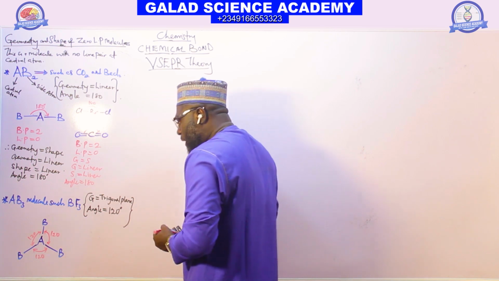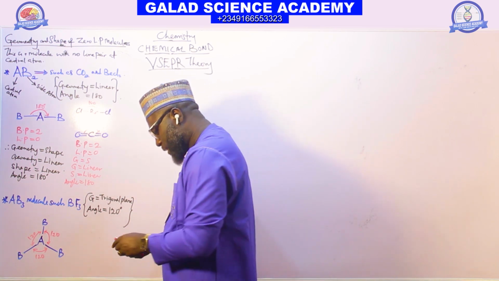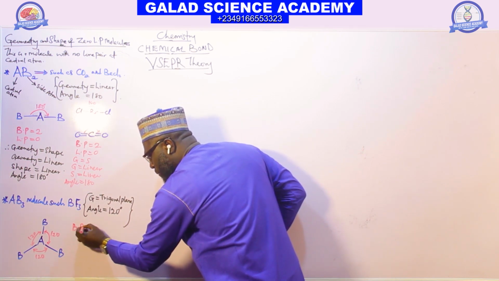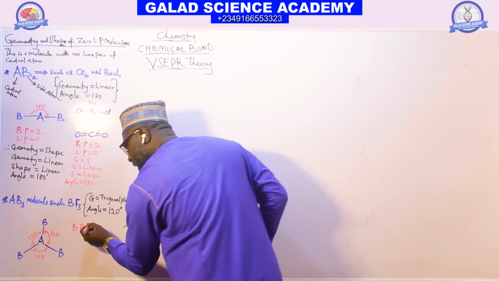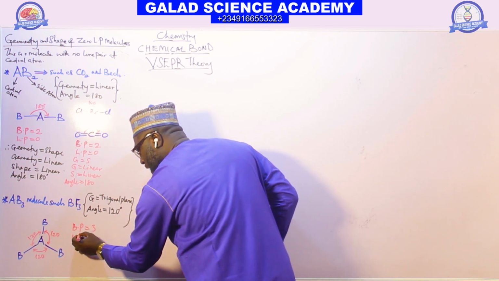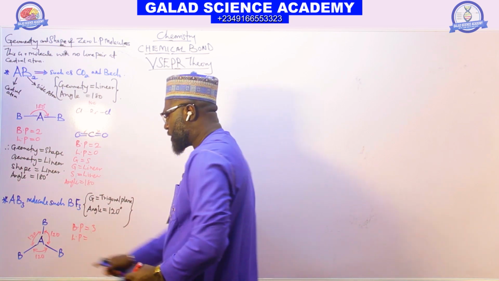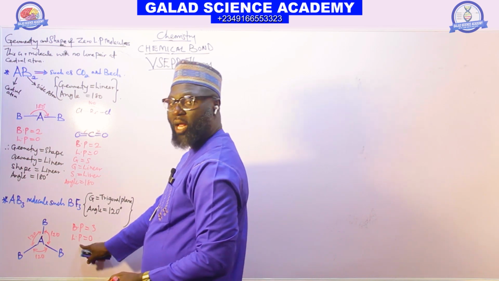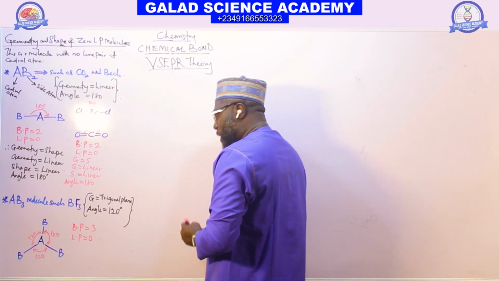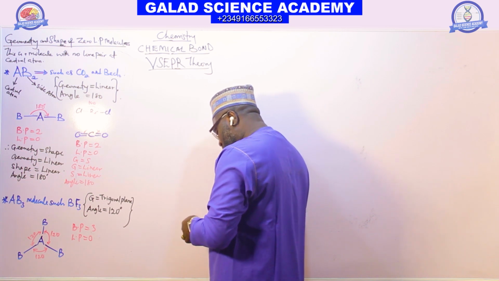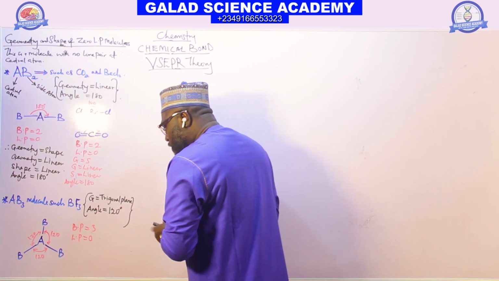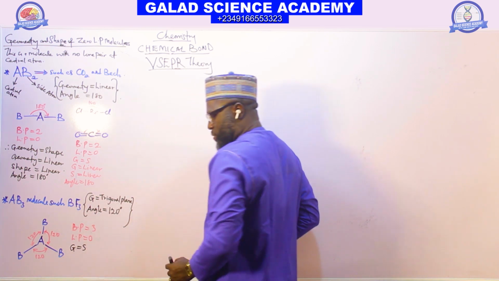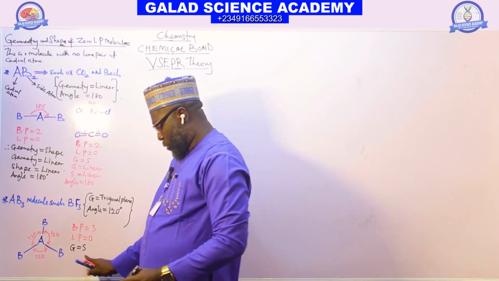Now this molecule has bond pairs. How many bonds? 1, 2, 3, so it is 3. What is the lone pair? We have said before that there is no lone pair, so lone pair is 0. When a molecule has 0 lone pair, we all agree that the geometry of that molecule is equal to the shape of the molecule.